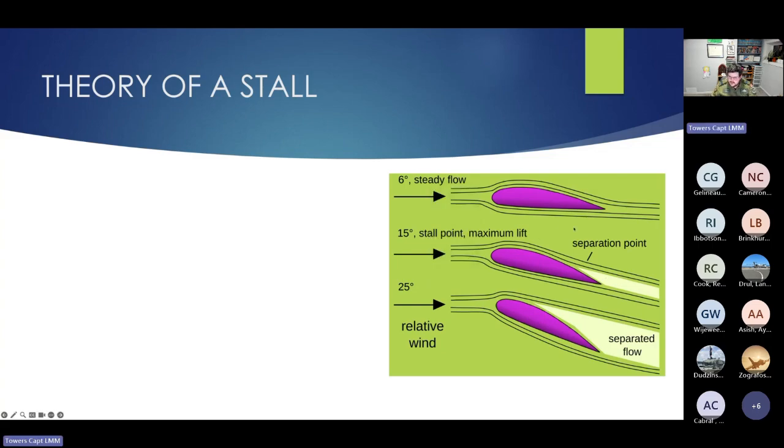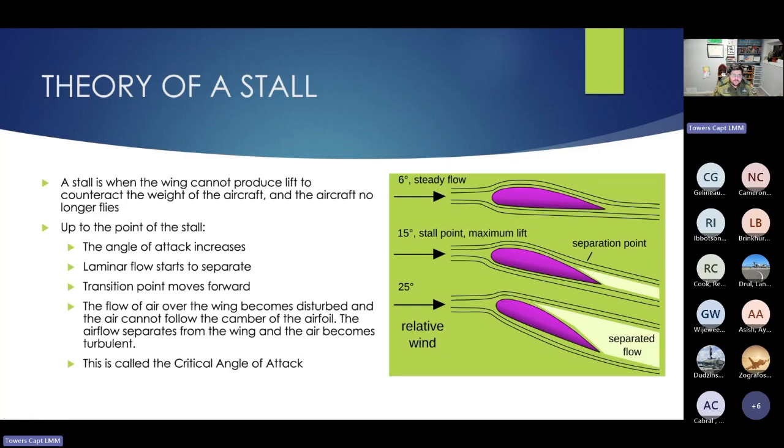And this diagram isn't great at distinguishing between the two, but we'll just go into the theory of a stall. So a stall at its most basic is just when the wing cannot produce lift to counteract the weight of the aircraft and the aircraft no longer flies. As you increase your angle of attack up to the point of the stall, the laminar flow is going to start to separate, and the transition point is going to start moving forwards along the wing.